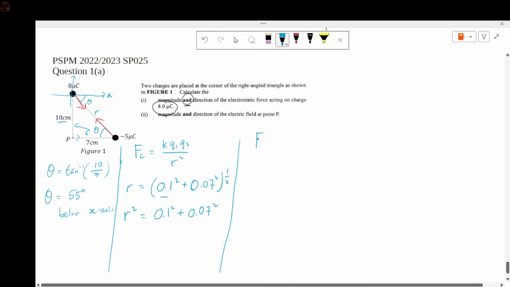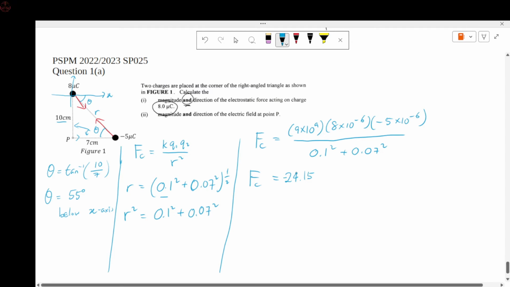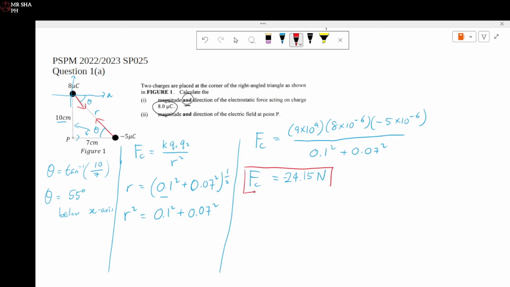Now I can substitute the values for k, Q1 and Q2. I'll have 9 times 10 to the power of 9, 8 times 10 to the power of negative 6, then negative 5 times 10 to the power of negative 6, and at the bottom I'll have 0.1 squared plus 0.07 squared. Take a minute to key that into your calculator and let's see what you get. If what you get was negative 24.15 newtons, then you are correct.